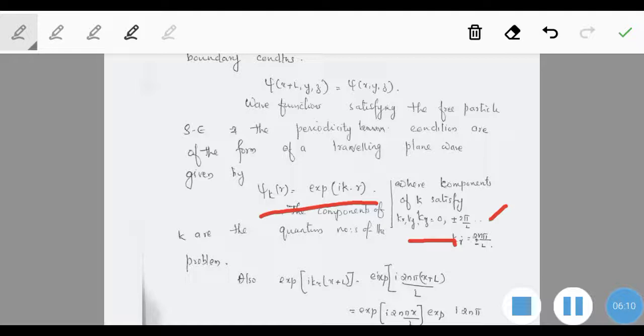Plus or minus 2 pi by L, or k i in general, that is equal to plus or minus 2n pi by L. So the components of k are the quantum numbers of the problem. So here this k has three components, kx, ky, kz, and all these can be represented in a simple exponential form. We can represent the wave function psi k of r as exponential i k dot r, and the magnitude of k is given by k square equals kx square plus ky square plus kz square.